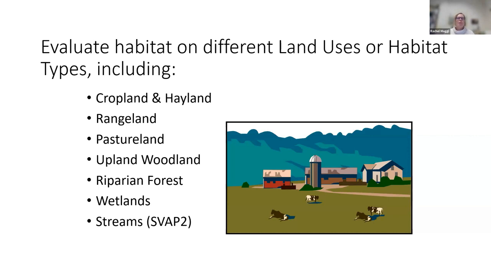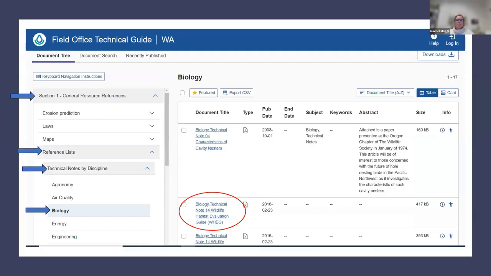So the tool covers a breadth of habitat types that are listed on the screen, from crop systems, which include hay, range and pasture land with grazing animals, upland, woodland, the riparian forest, wetlands, and then also SVAP, or streams, which we have now modified the tool to just basically accept your concluding score from SVAP. So it's not just a tool to assess wetlands.